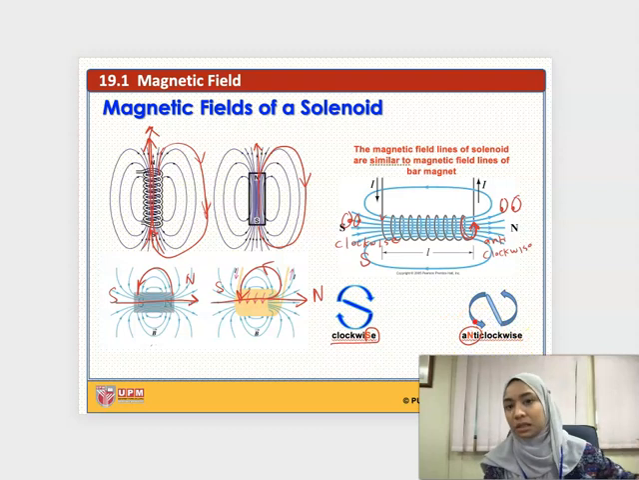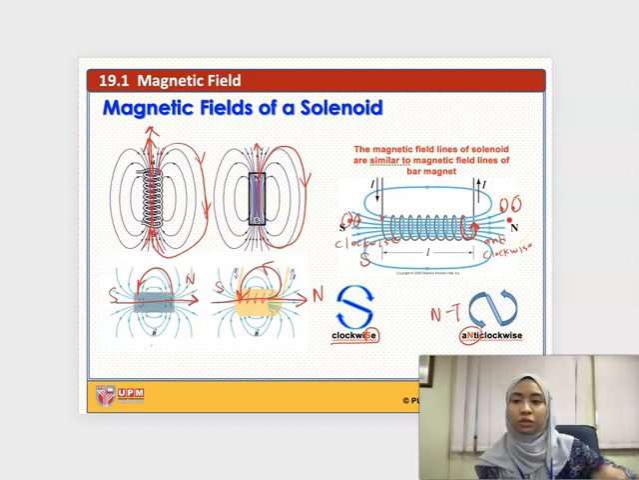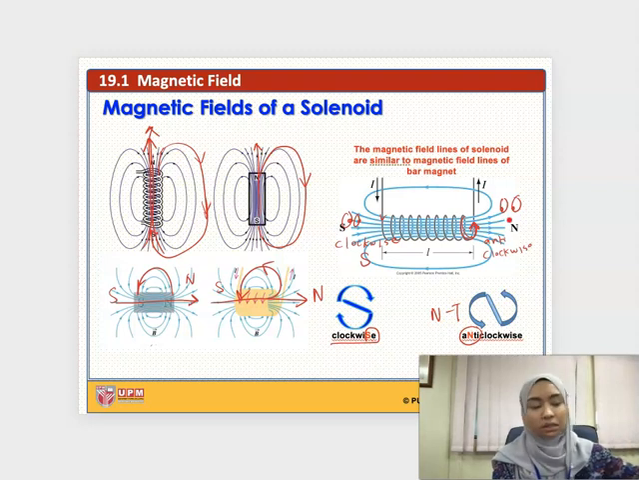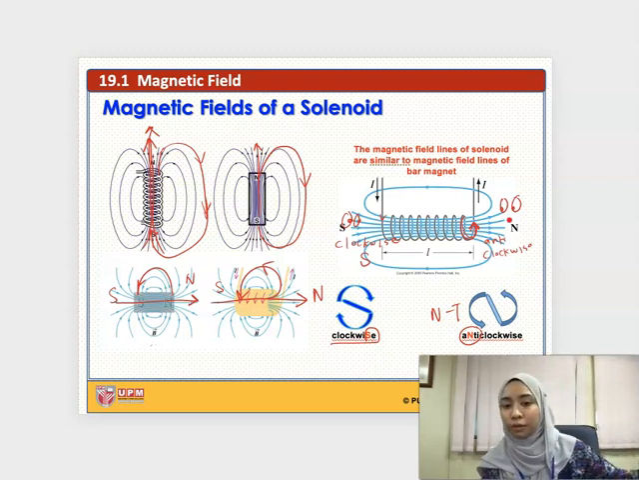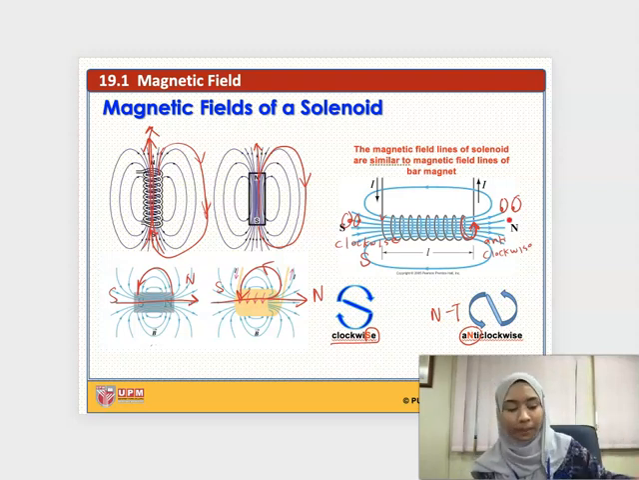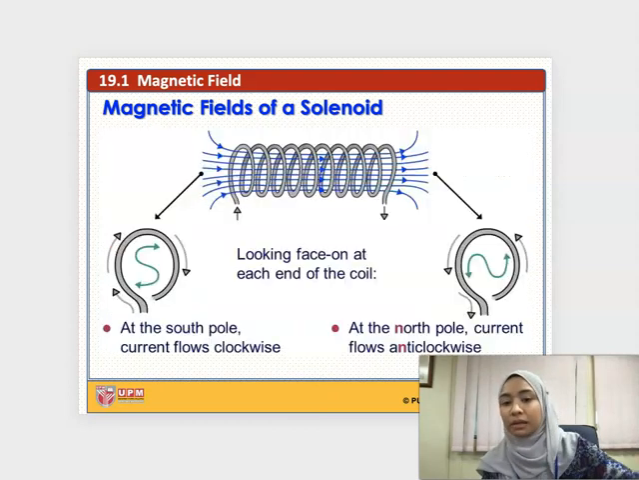So it's anti, right? Anti-clockwise. So N refers to the north. So if your current flow is anti-clockwise, that is a north. If your flow of current from where you're looking at it is clockwise, that is your south pole. Okay? Dia boleh cuba sendiri. Please try it. Benda ni memang takes time to understand.